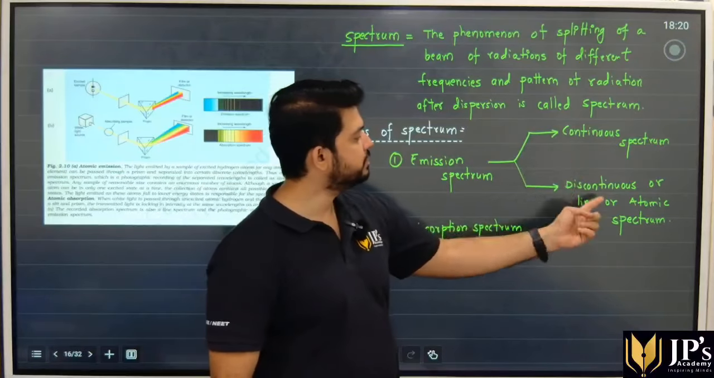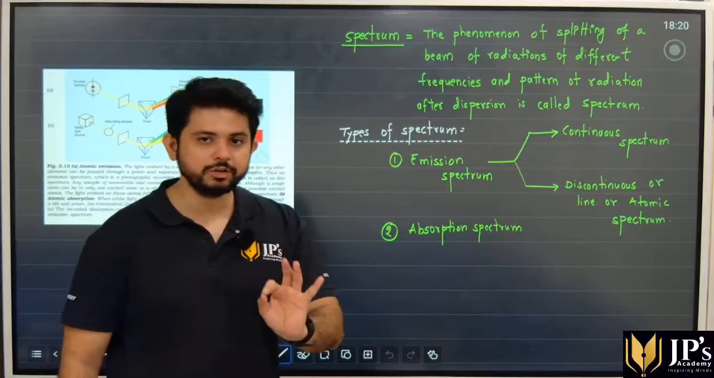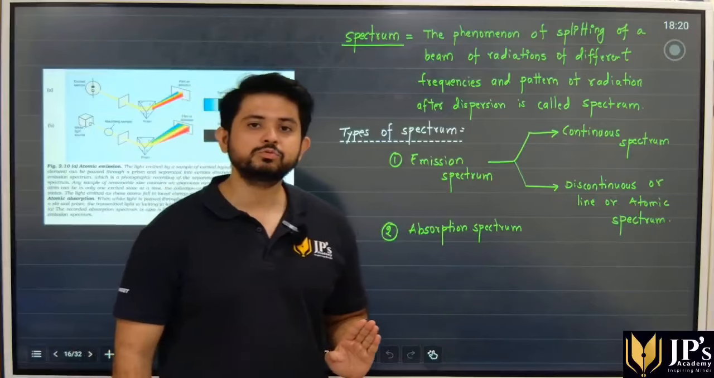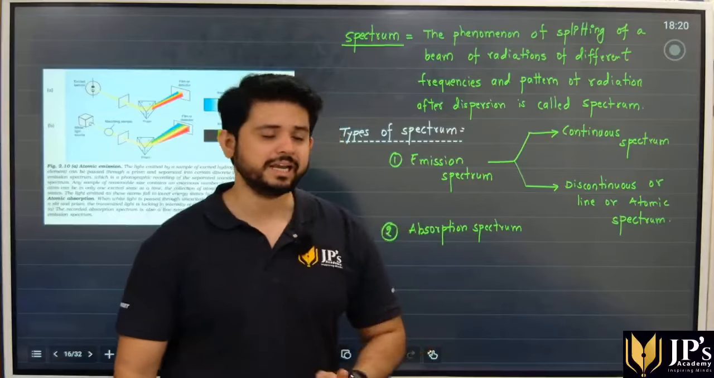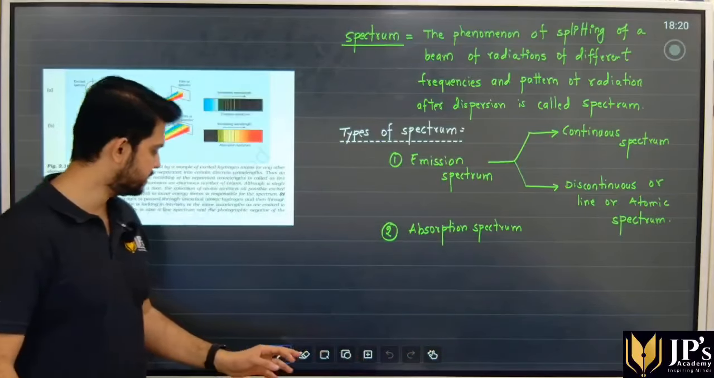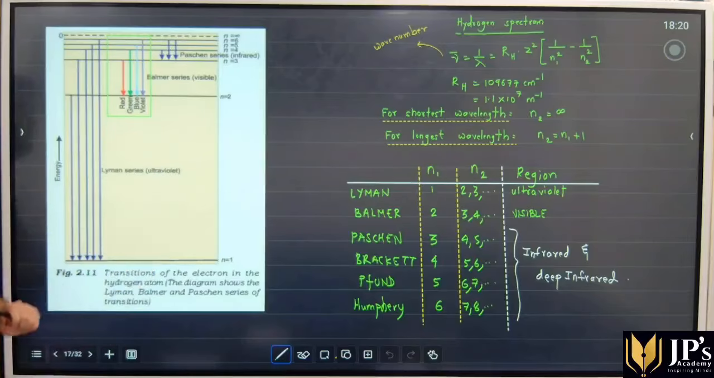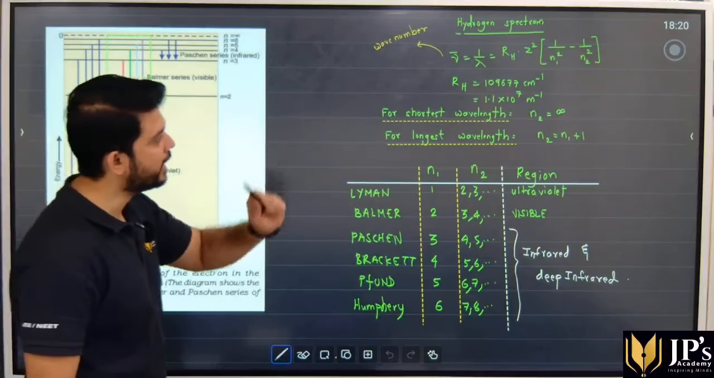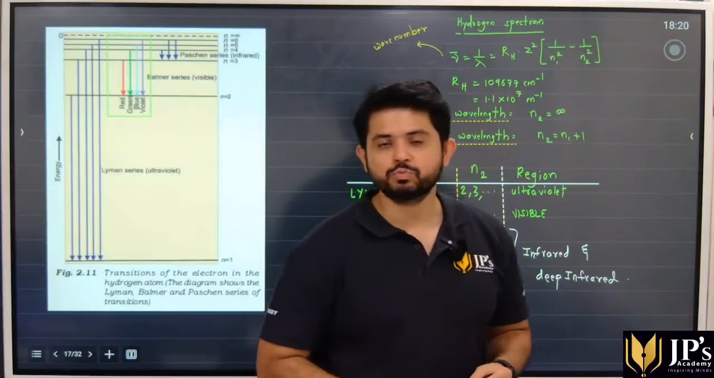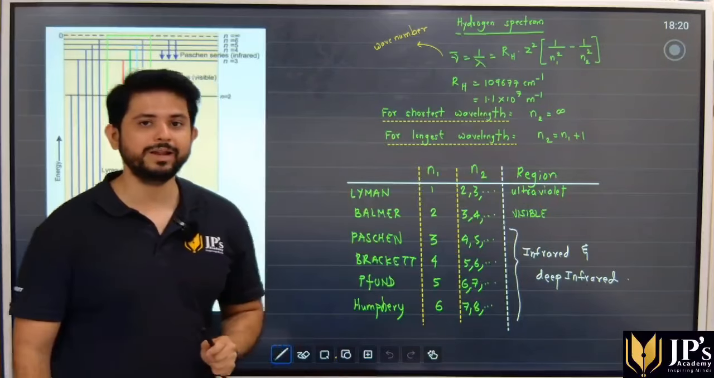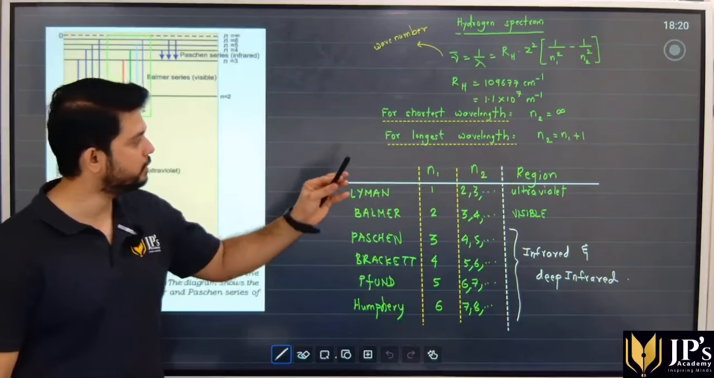Emission spectrum is further divided into two parts. One is continuous spectrum, the other one is discontinuous spectrum. Continuous spectrum, students, means like a rainbow. Let's understand what is a discontinuous or line spectrum. Here we have the hydrogen spectrum. The wavelength, students, for the hydrogen spectrum is given as 1/lambda = R_H Z^2 (1/n1^2 - 1/n2^2).